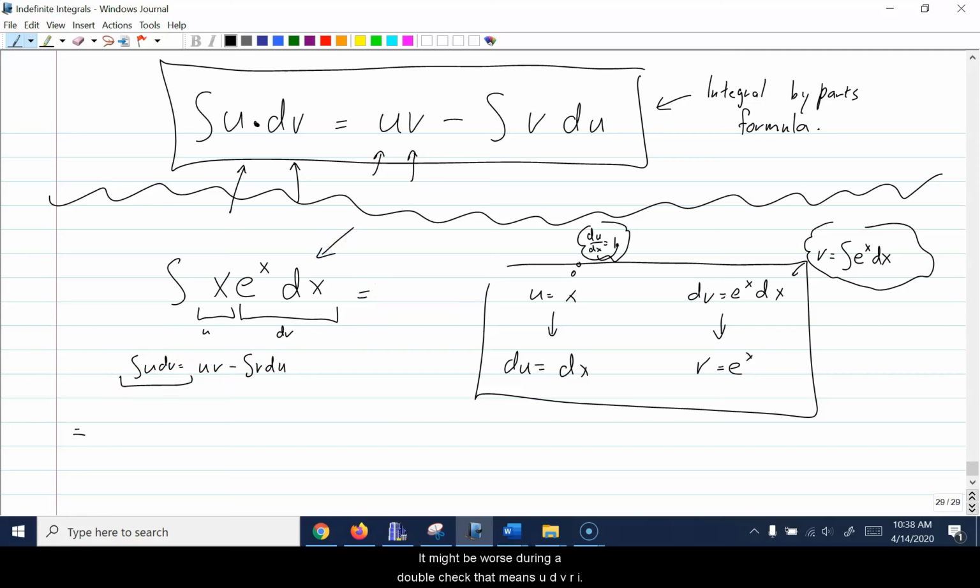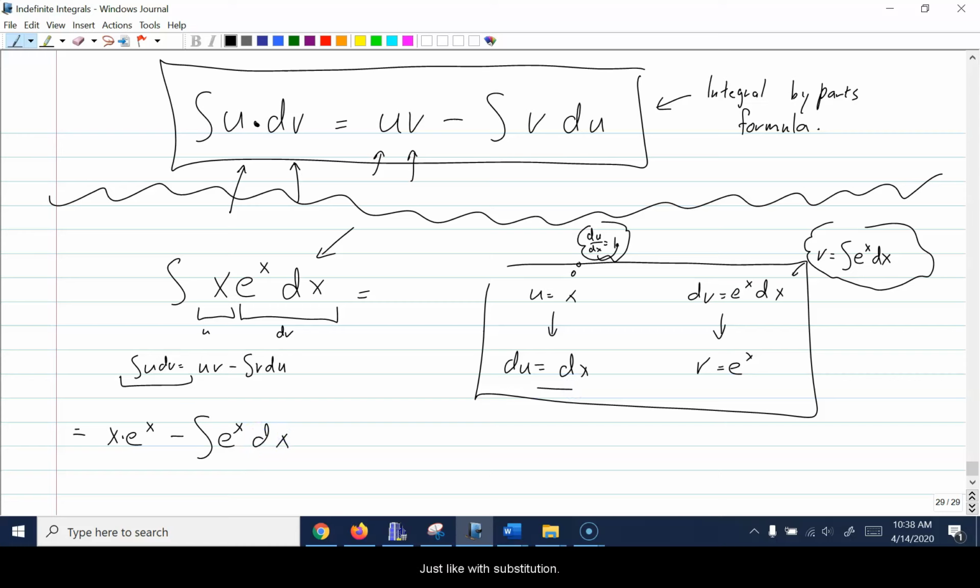It might be worth staring and double-checking. That is u dv, right? I did make everything the u and the dv. This integral equals u times v, which is x times e to the x, minus the integral of v, that's e to the x, du, that's dx.